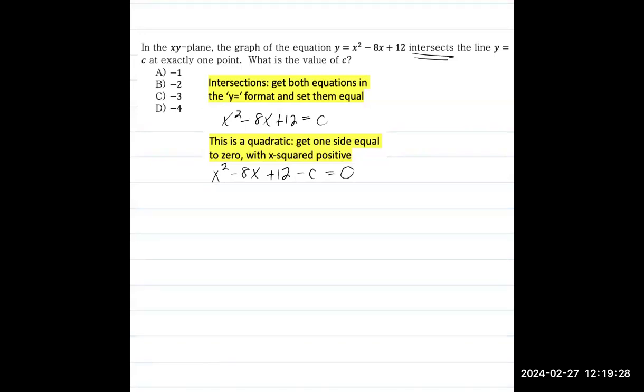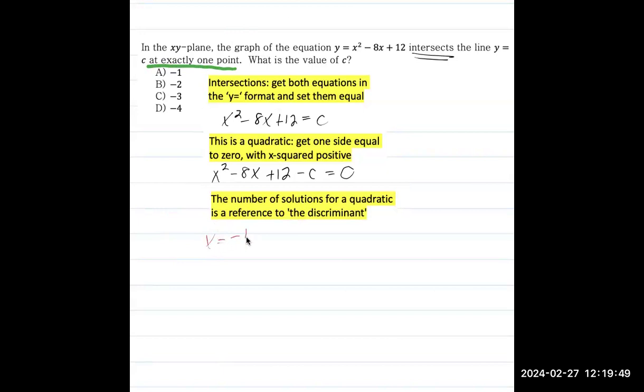Next, we should notice that the question is telling us about the number of solutions. This intersection that we've been talking about is happening only at one point. Now, the number of solutions of a quadratic is a reference to the idea of the discriminant. The discriminant is part of the quadratic formula. So here's the quadratic formula, negative b plus or minus square root of b squared minus 4ac all over 2a.